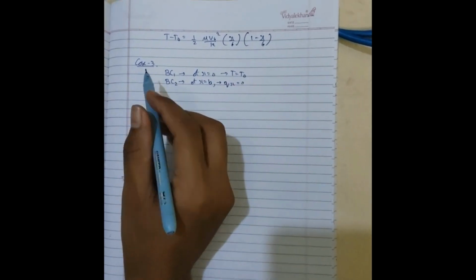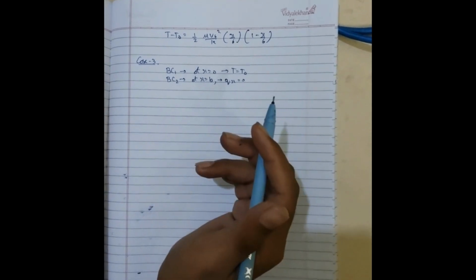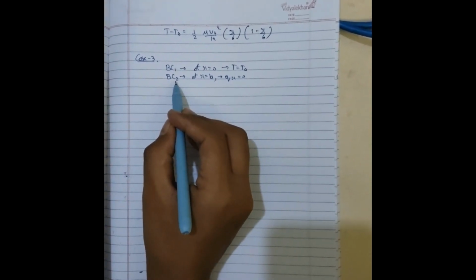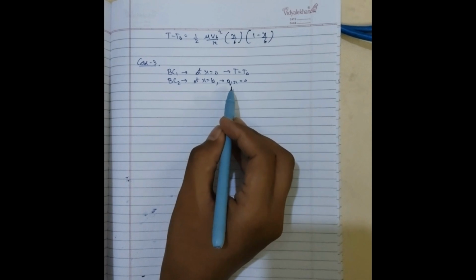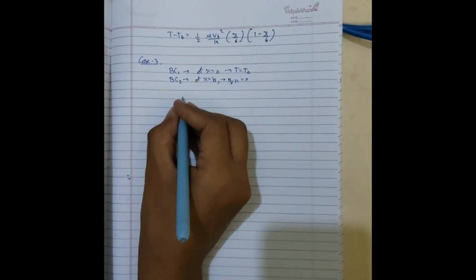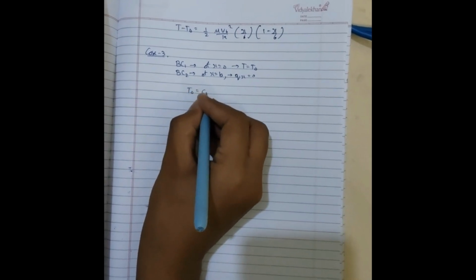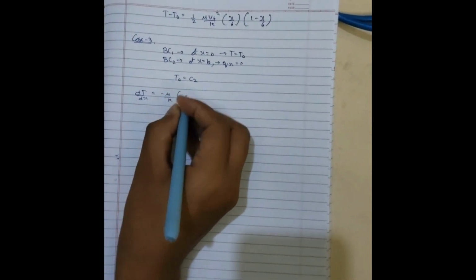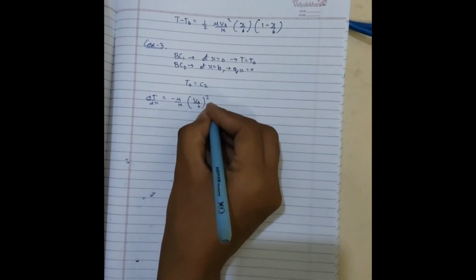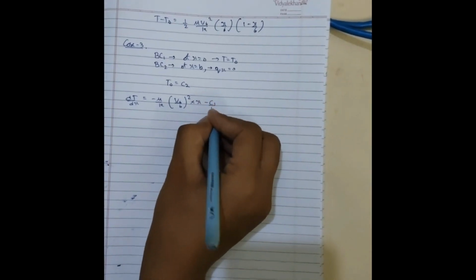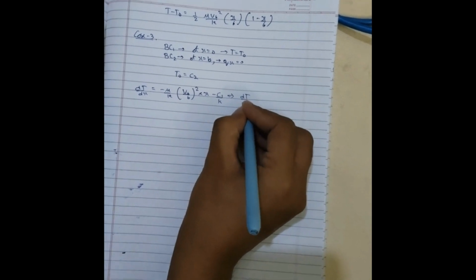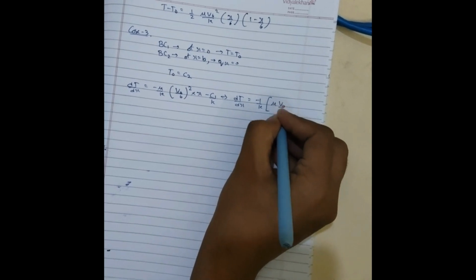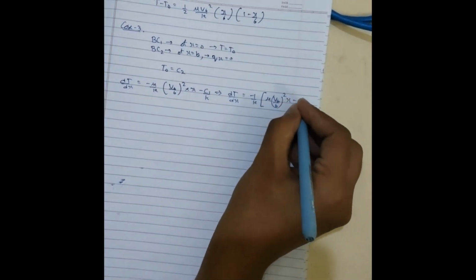Now our case 3. It will be the same case, but again we will have some different boundary conditions. Our boundary condition 1 is that at x equal to 0, T equal to T naught, and boundary condition 2 is that at x equal to B, Qx will be 0. So again solving the basic mathematics, we have T naught equal to C2. Now dT by dx equals minus mu by K into VB upon B whole square into x minus C1 upon K. Now this becomes dT by dx equal to minus 1 by K into mu VB upon B whole square into x minus C1.